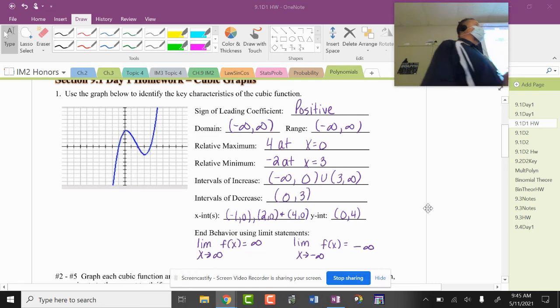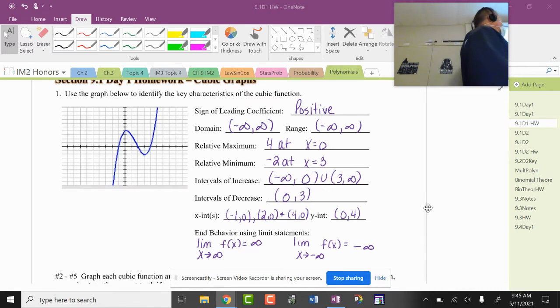Remember last week's quizzes, we had questions like this. It wasn't in limit notation, but it was as x approaches, what does y approach, with the arrows. It's no big deal. But I did want to cover increasing and decreasing intervals. You use the x coordinate, not the y.